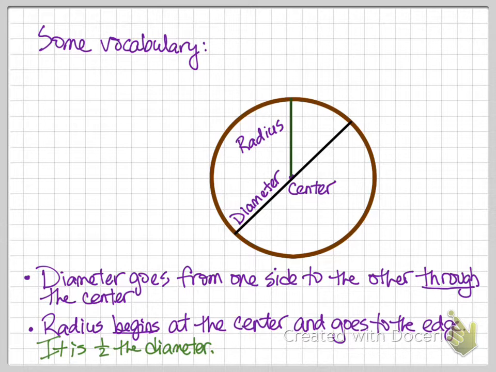Think of a tire on a car, and where the tire goes to the car itself, that's the middle. The radius of the tire would start there and go out to the end of the tire itself.